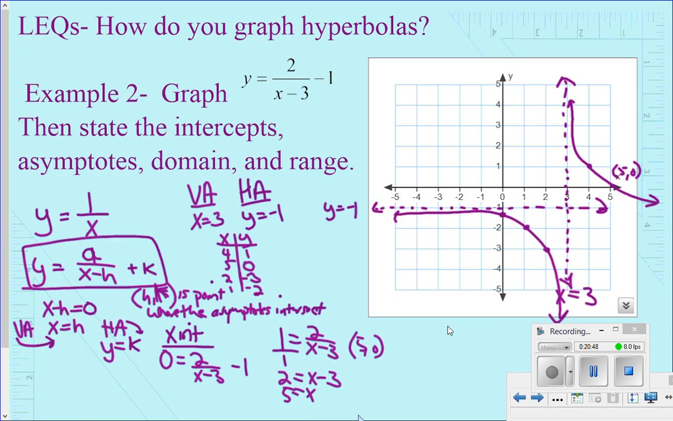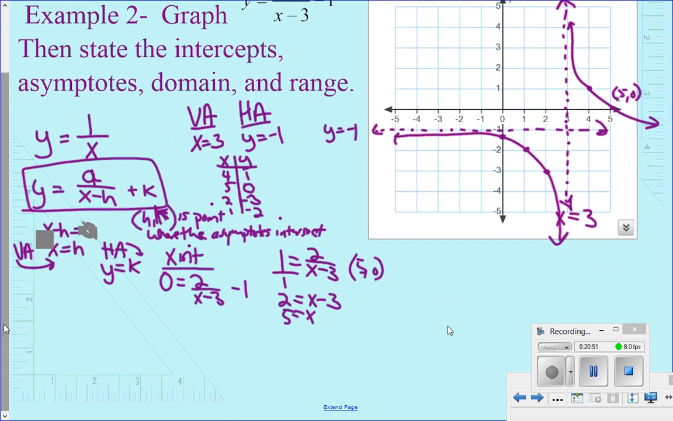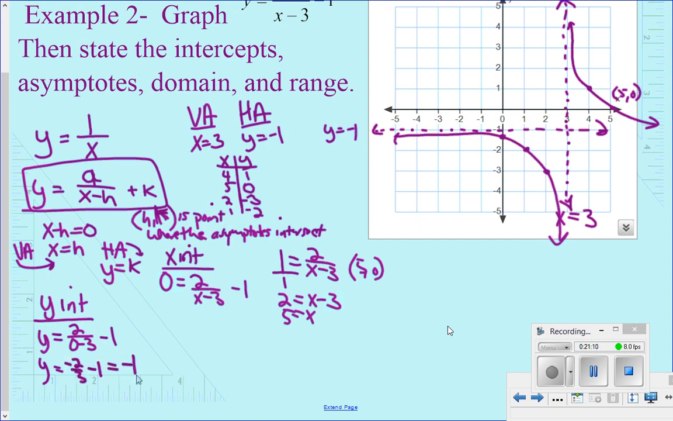Next I'm going to scroll down a little bit. Let's get the y-intercept. So 0 in for x, and simplifying. So 2 over -3 is -2/3, minus 1. So that's -1 and 2/3. As a coordinate point, (0, -1 and 2/3). Now let me go back to my graph. (0, -1 and 2/3), yep, that looks good. Now I'll just label it. (0, -1 and 2/3) is my y-intercept.